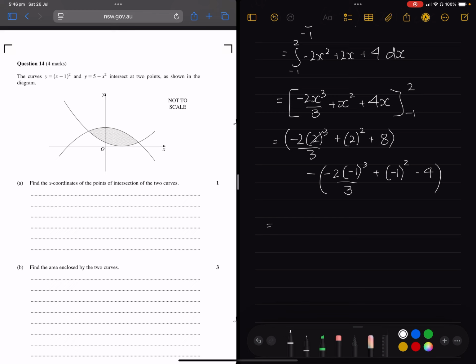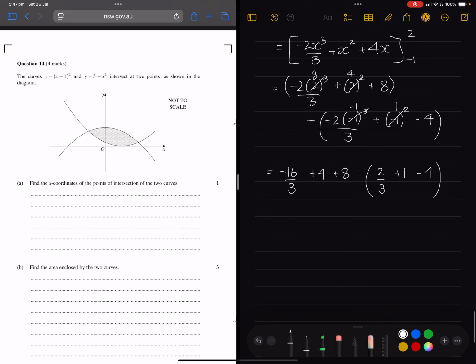So 2 cubed, this is 8. So we get minus 2 times 8 is minus 16, so we get minus 16 on 3. 2 squared, that's 4, plus 4, plus 8. The second one, these will all be negatives. So minus 1 cubed, that is minus 1. Minus 2 times minus 1, that's 2, so this is 2/3. Minus 1 squared is 1. That's plus 1, and then minus 4.